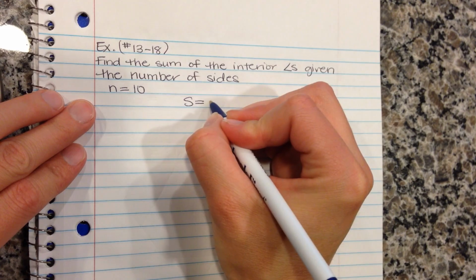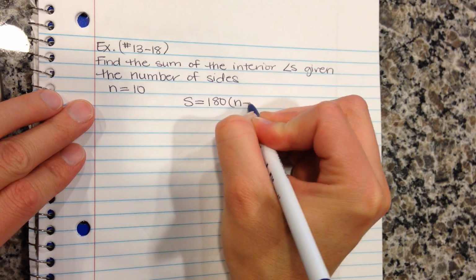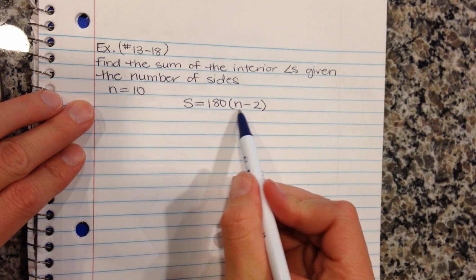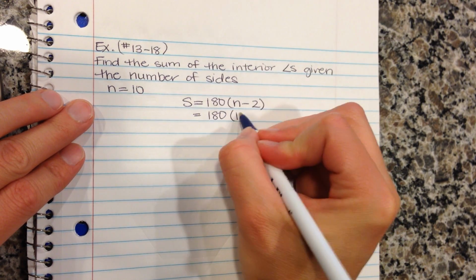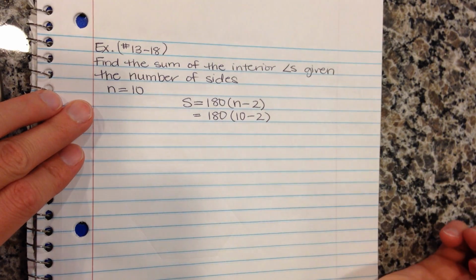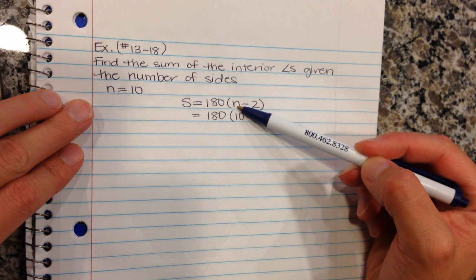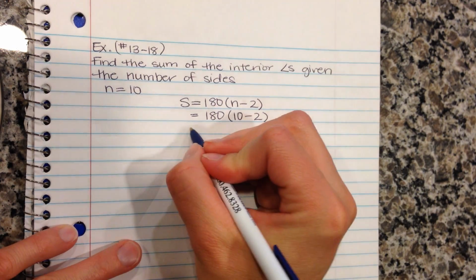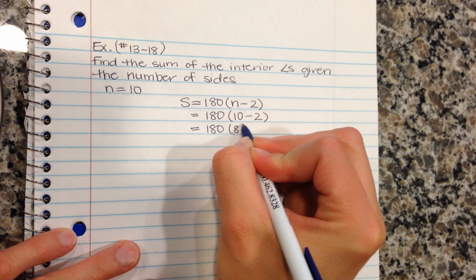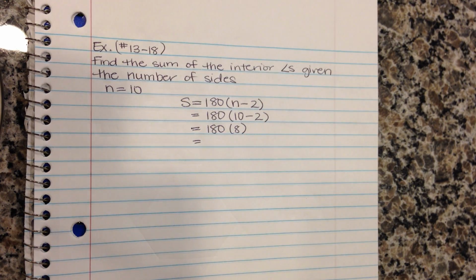If they tell you that n is equal to 10, all you're going to do is use your formula. The sum is equal to 180 times n minus 2, and you're going to plug in the 10 in there. So 180 times 10 minus 2. So if you notice, n was equal to 10, so I put in a 10 for the n right there. So this is 180 times 8. And you're going to want to use your calculator for this stuff, but you need to still show your work. So you need to show the setup of it.